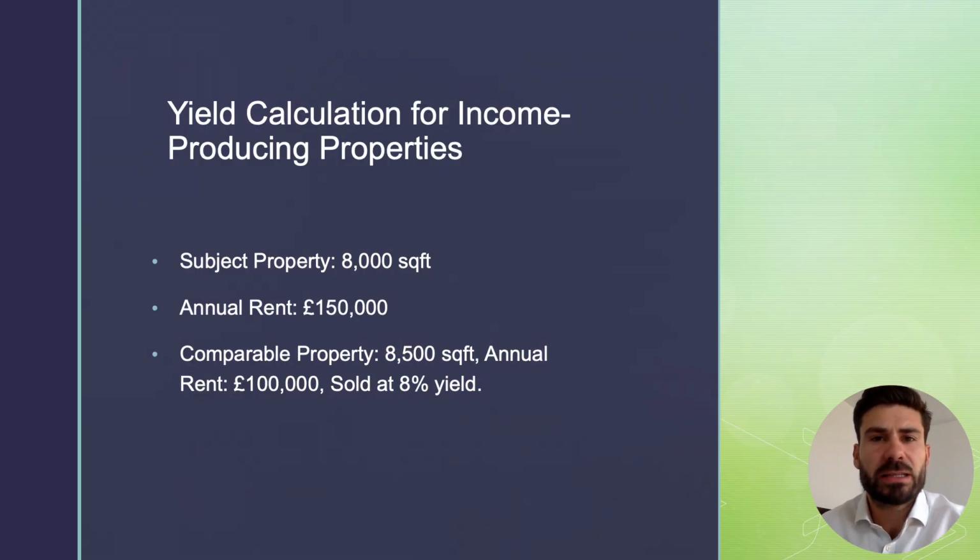To kick things off, let's look at calculating the yield for an income-producing retail property. In this scenario, we have a retail unit that extends to 8,000 square foot. The property next door recently sold, generating an annual rent of £100,000 a year. This was sold at 8% yield. We'll use this comparable information to assess the yield for our subject property, which generates a higher £150,000 per annum rent.